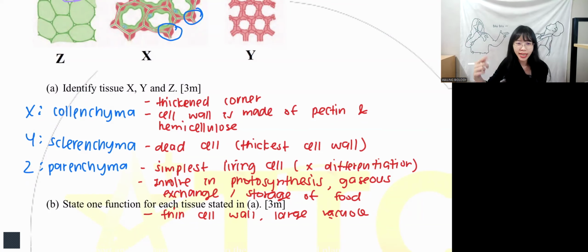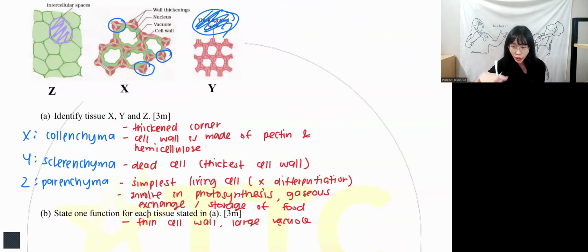Okay, so these are the three chyma. So you have to learn how to identify the three chyma tissues in the diagram. Okay, the question you can do it by yourself, because it's not a very hard question.